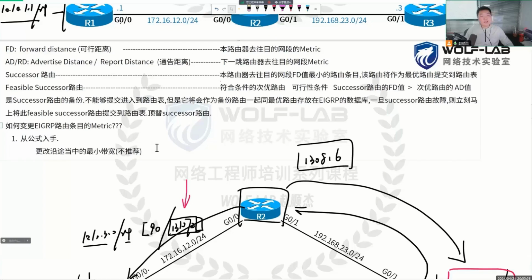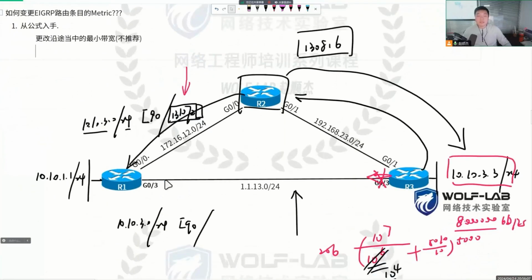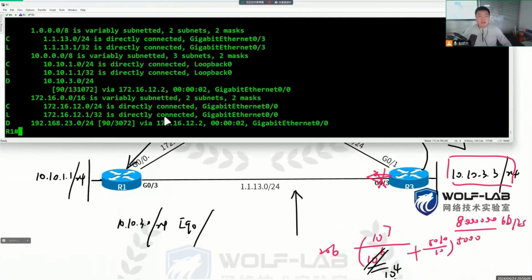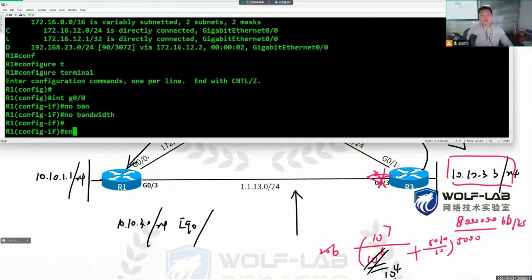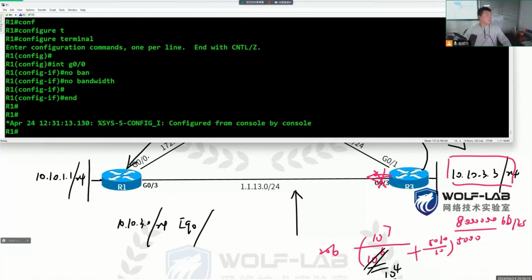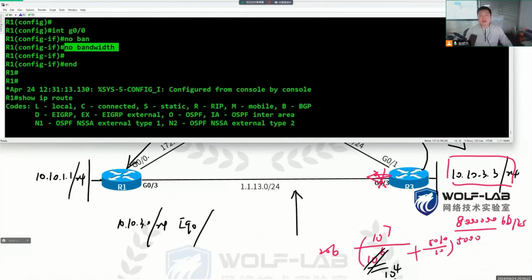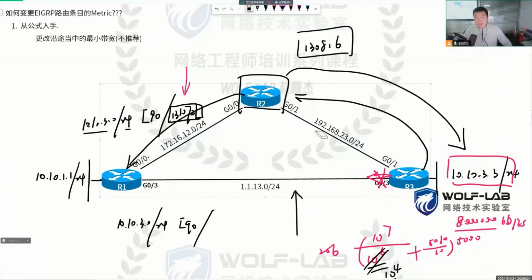So let's see from the formula, starting with changing bandwidth no longer works. Then delay we can move. Like now, I do this. At R1 here, we change the bandwidth back with no bandwidth. Now our routing all defaults back. We should again choose 1.1.3.3 as our best path. Then here show 1.0.3.0, it hasn't switched over yet.